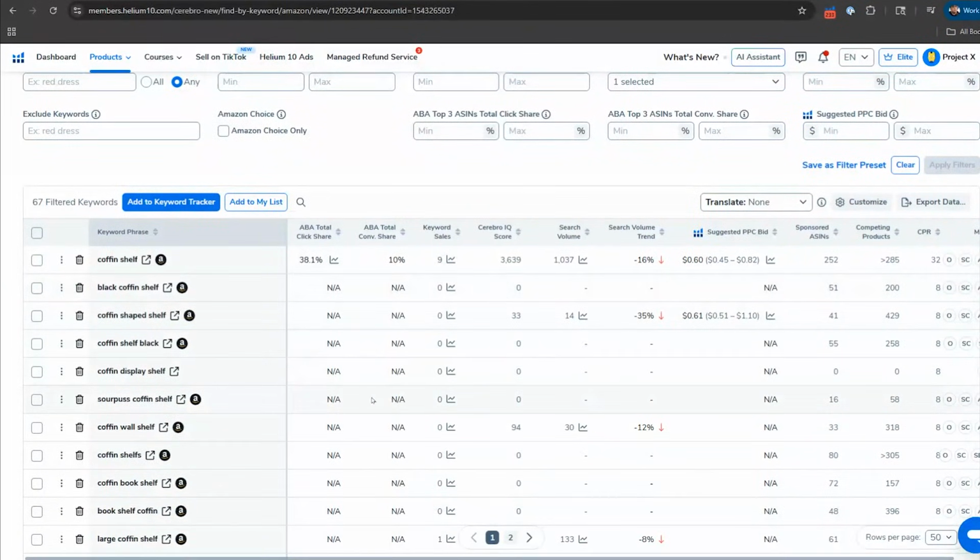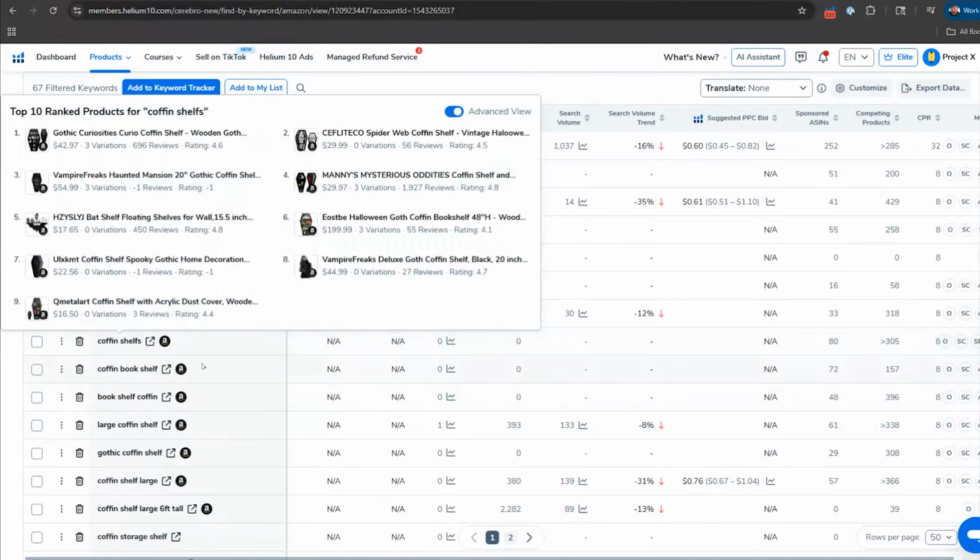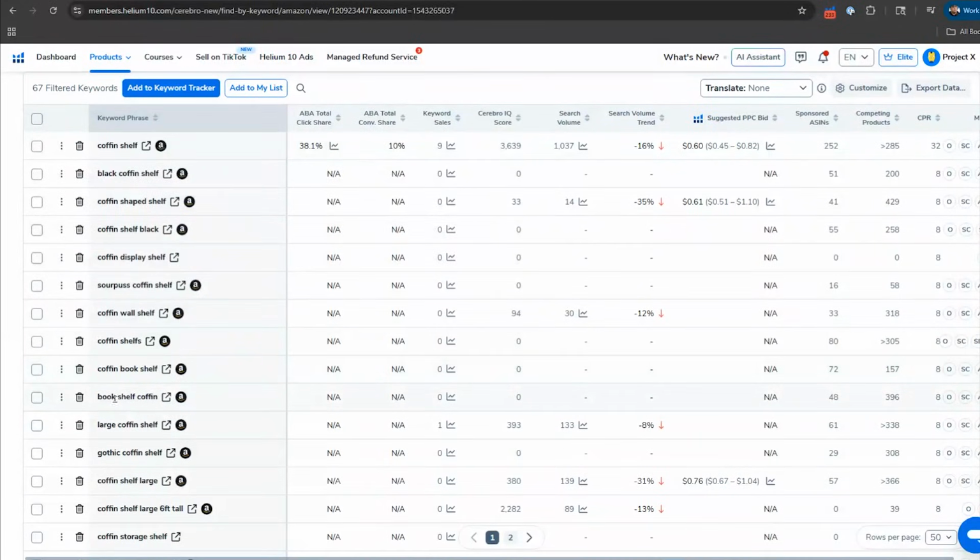I can see black coffin shelf. I can see coffin wall shelf. There it is in the middle. I can see coffin shelves. That's not even a correct word, but hey, people are searching for it. I can see bookshelf coffin. So it puts it in any order. So pretty much any of these are possibly going to come up in a phrase campaign.